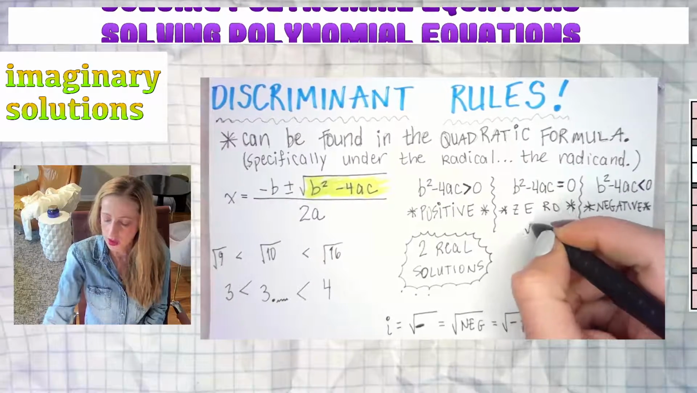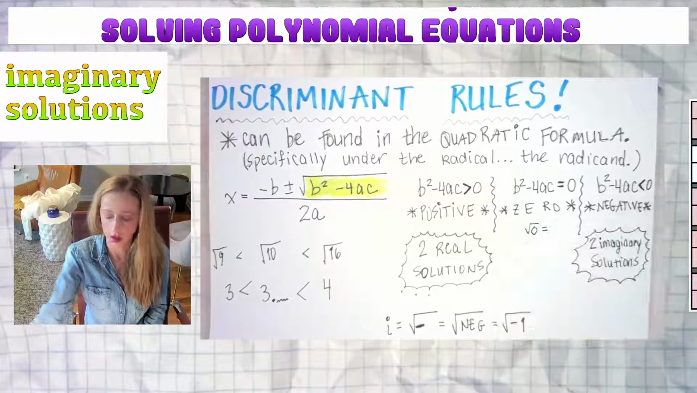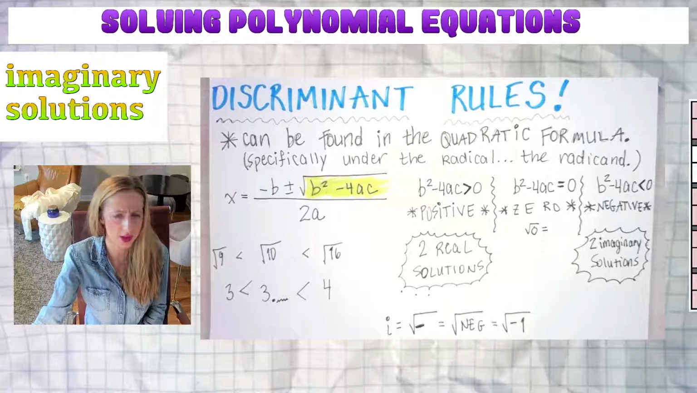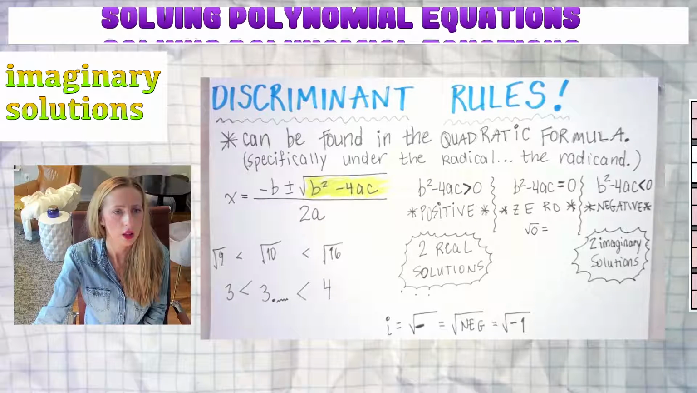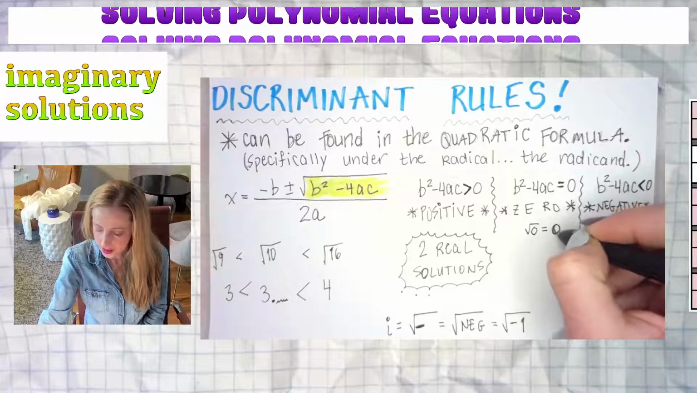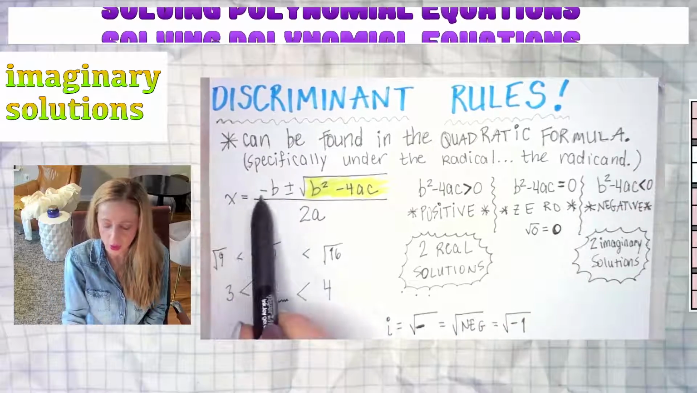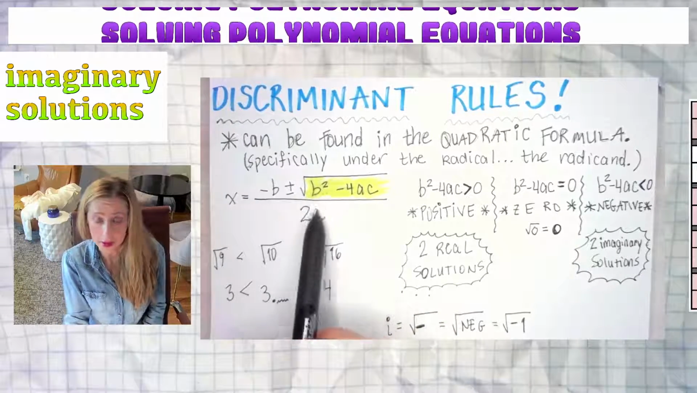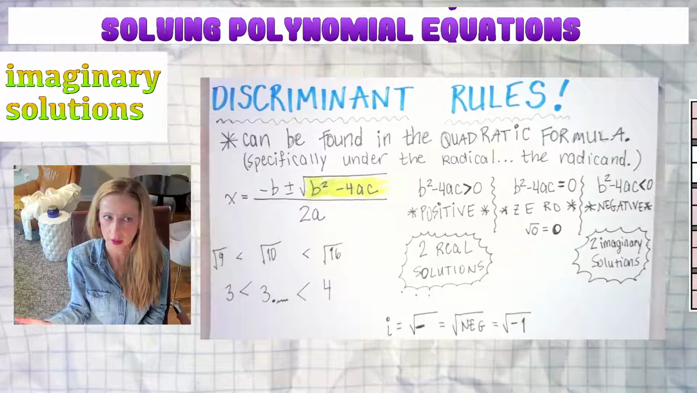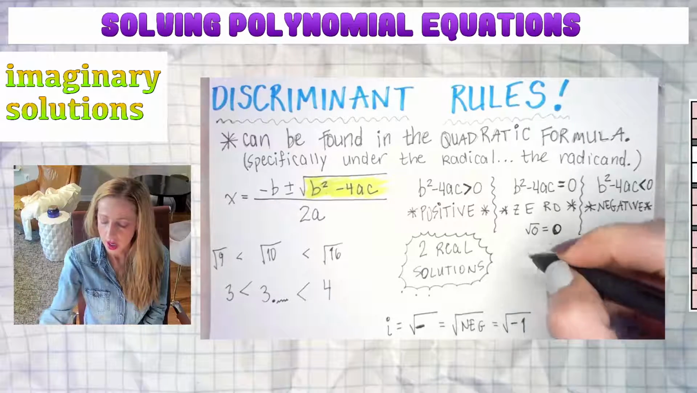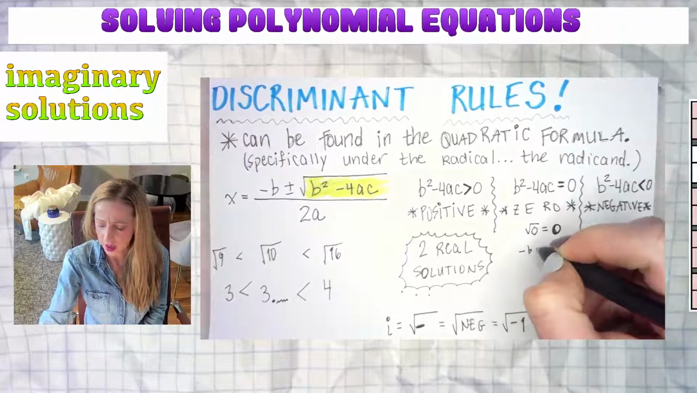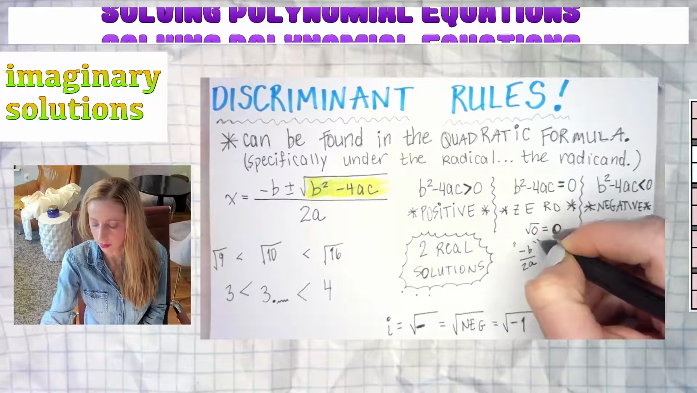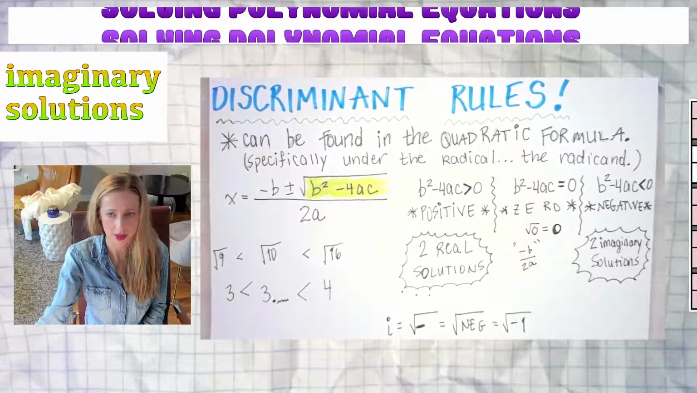Now, what's the square root of 0? What number times itself equals 0? This is easy peasy lemon squeezy. 0. Yeah, it's 0. All right. 0 is the only number that if I do negative b plus 0 divided by 2a, and negative b minus 0 divided by 2a, I get the same exact answer. So if I get negative b plus 0 and minus 0 over 2a, how many different numbers is that equal to?